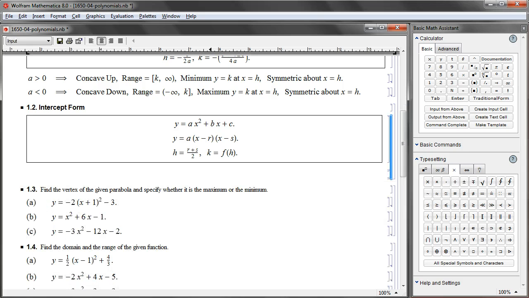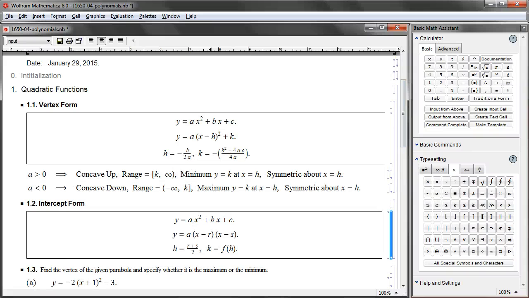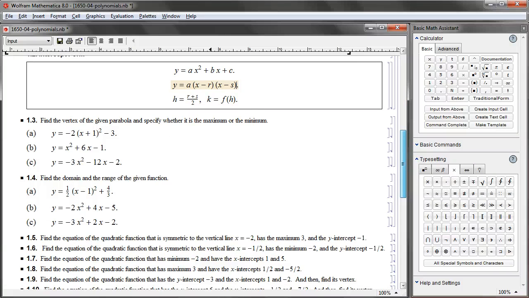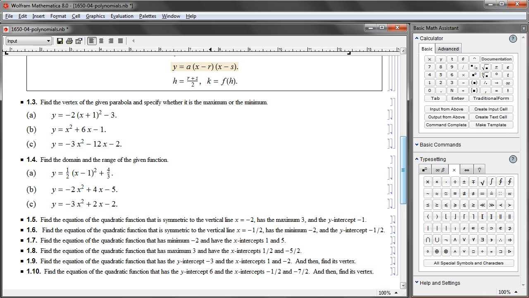Okay, we talked about the general form, vertex form, and then the intercept form. Here are some problems where you have to utilize these. Problems 1.3 and 1.4 are all about vertex forms. You have to find out the vertex, and then the minimum, maximum, or range. Domain is always negative infinity to infinity, so you don't have to worry about it.